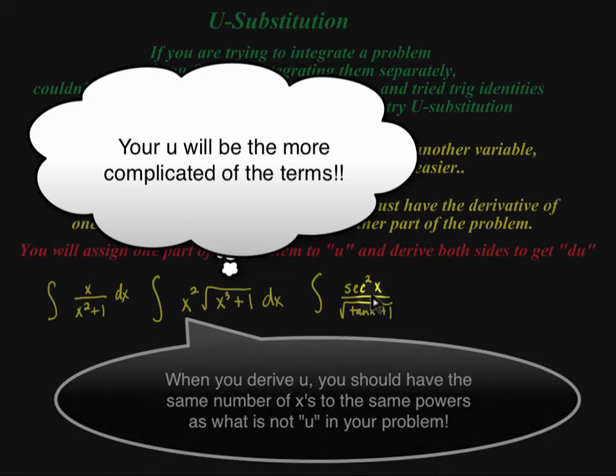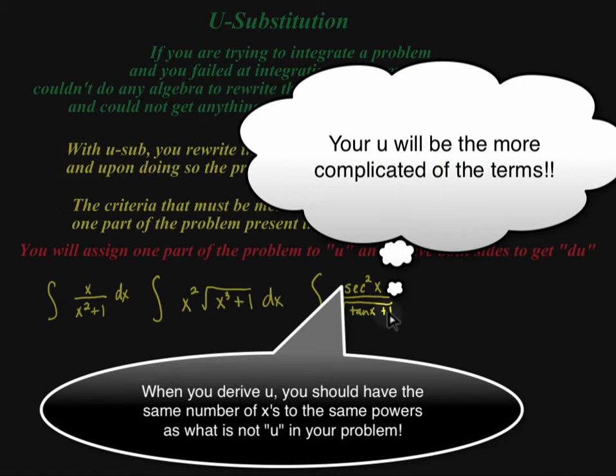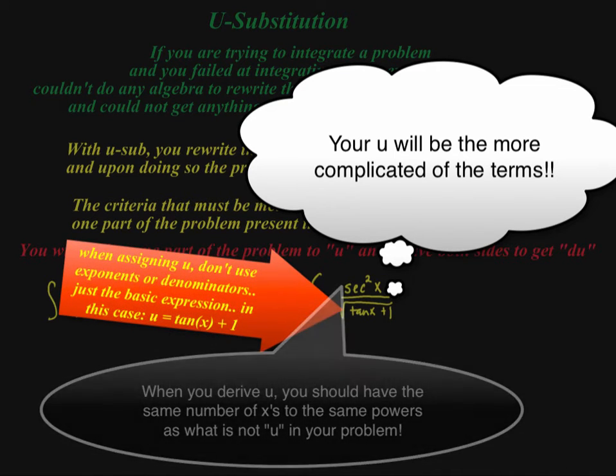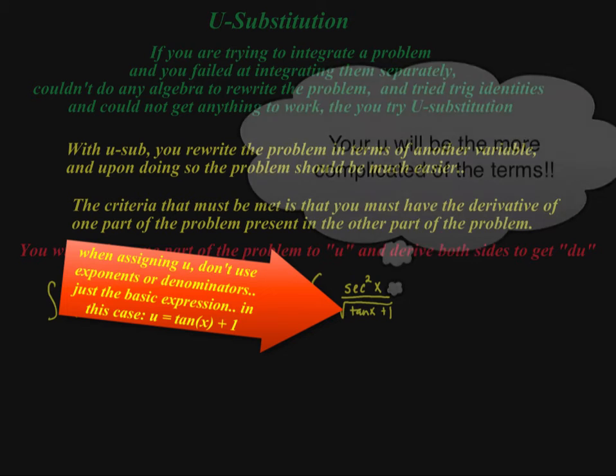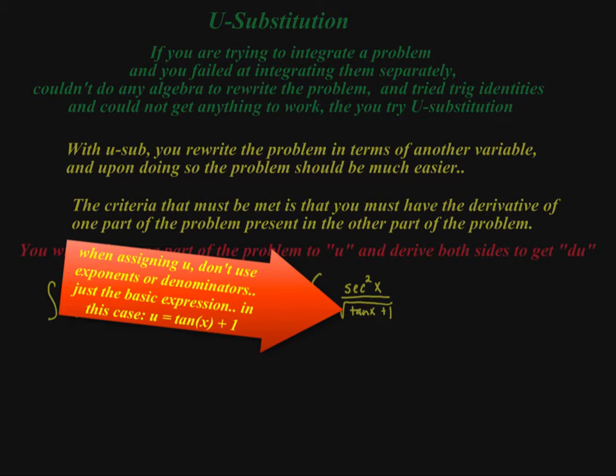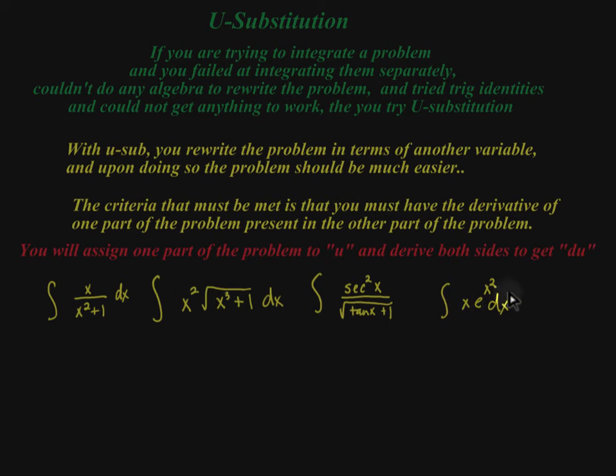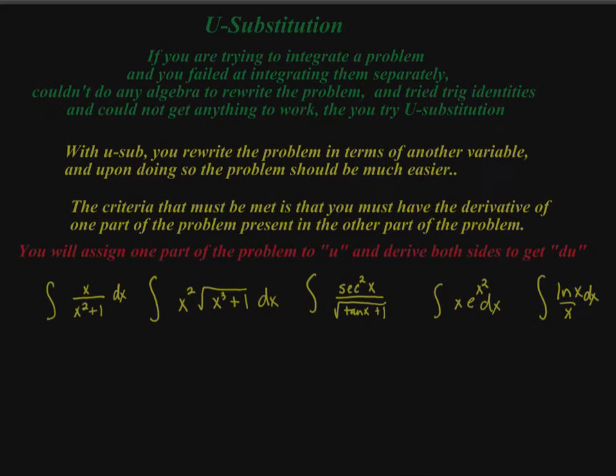Derivative of tangent is secant squared. Derivative of 1 is 0, so that would work. All these are U sub problems. There should be a dx right there. Not a big deal. Here, derivative of x squared is x. Hopefully you see the pattern. Derivative of ln x is 1 over x dx. So in all these, U substitution is applicable.